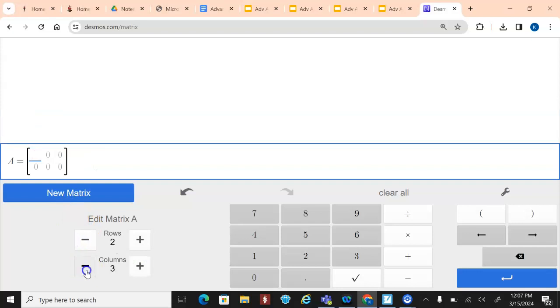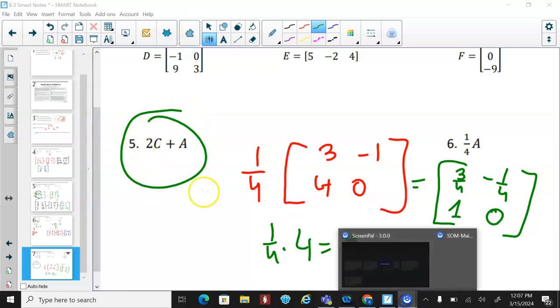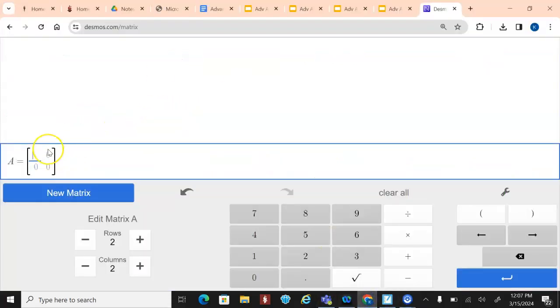Let's just do example 5. That was 2C plus A. So you're going to go to Desmos right here. I am going to put the A matrix right here first. So that's 3, negative 1, 4, and 0. Okay. So that's for A. Sorry, negative 1 was here. 4 and 0.